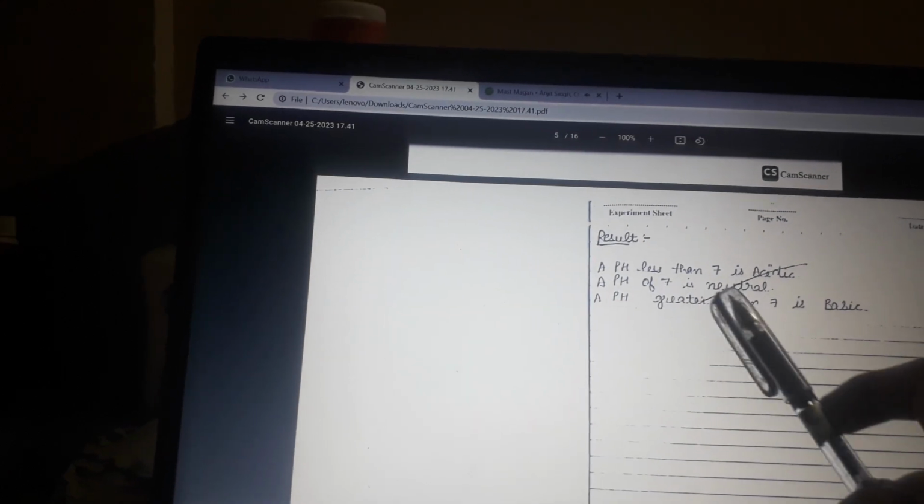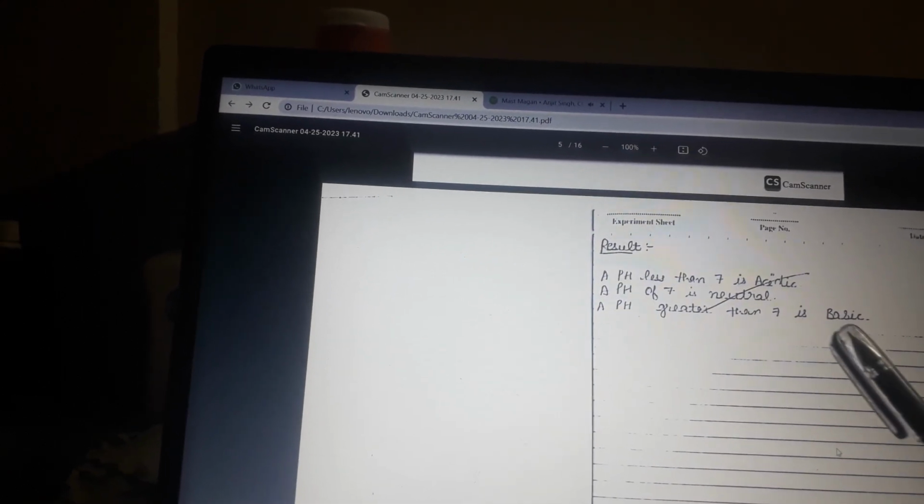Result: pH less than 7 is acidic, pH of 7 is neutral, pH greater than 7 is basic.